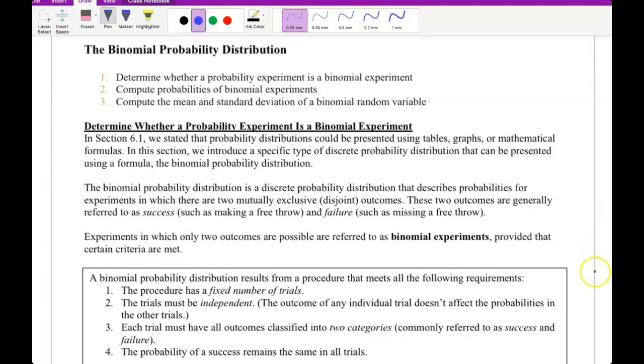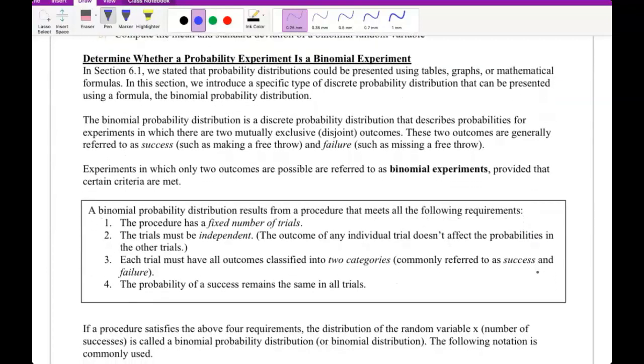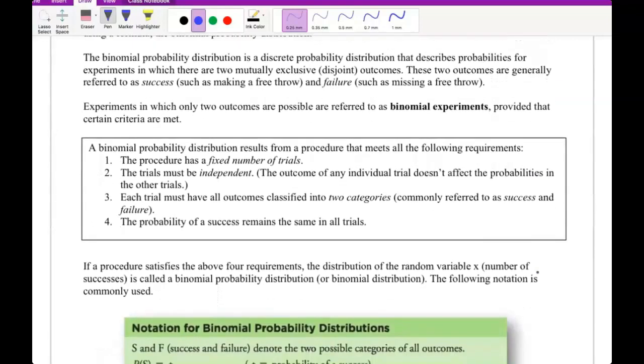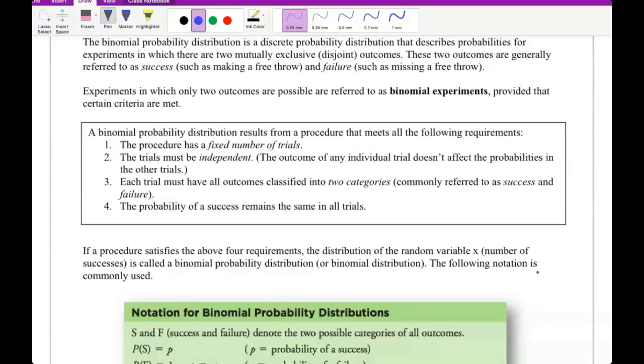On this part, we have the binomial probability distribution. Here we have steps. We should have all these factors to have binomial probability distribution.